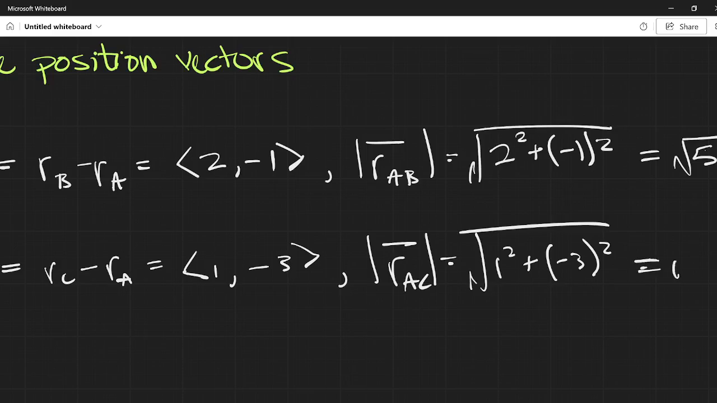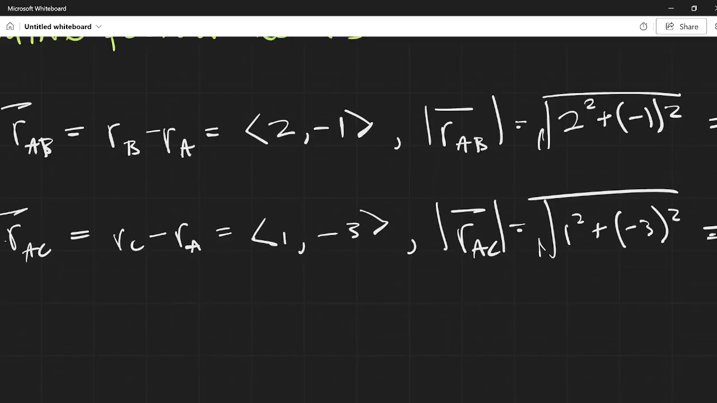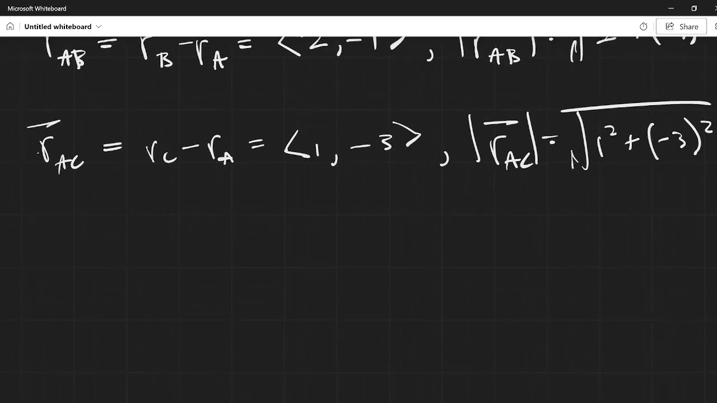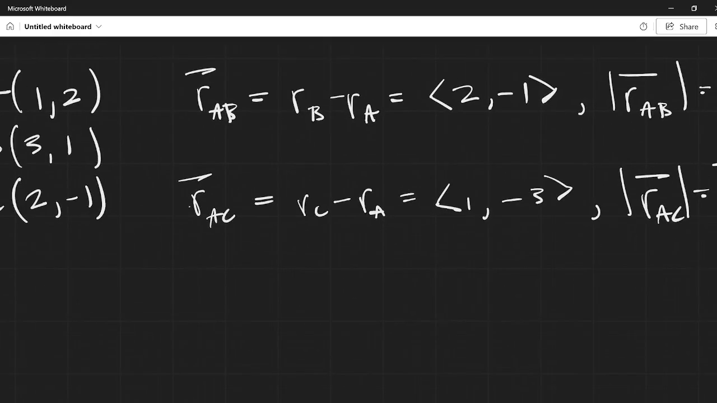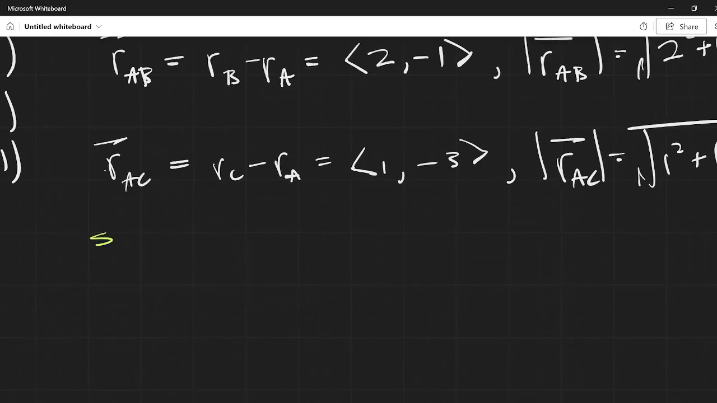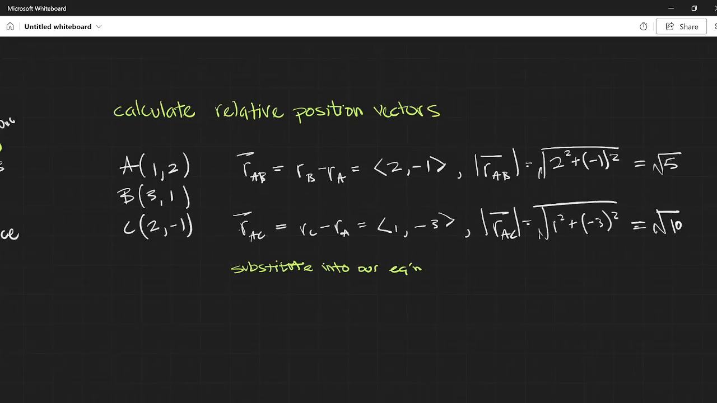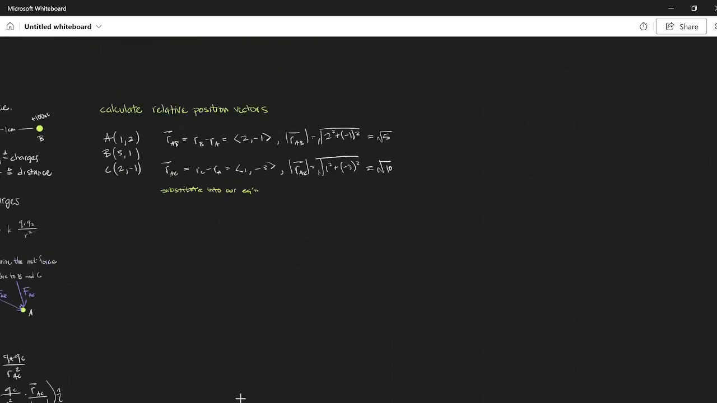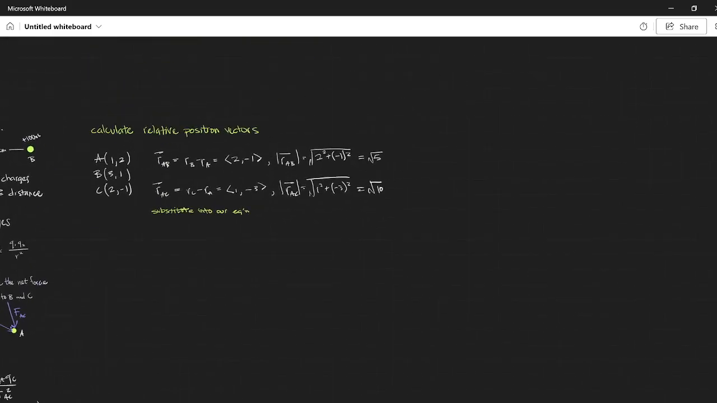That ends up being the square root of 10, right? So that's the magnitude of RAC. We're almost done. All we have to do now is just substitute into our equation, which we spent a great deal of time simplifying earlier. And I'm going to save even more time by just taking this and copying it and pasting it here.